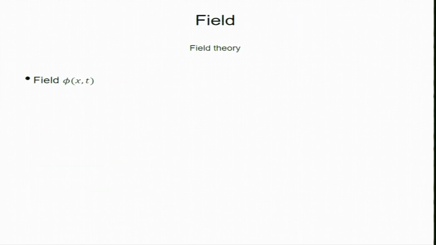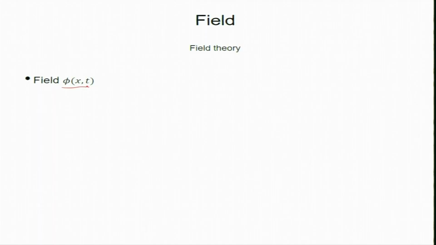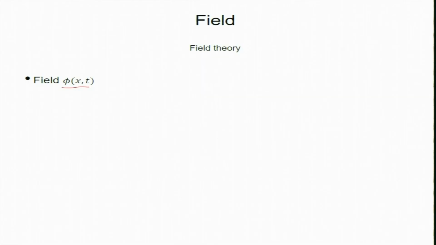So, let us look at an example. Basically, let us think of a string first. The field I am denoting by phi, and phi is a function of x and t. Earlier, a particle had position and velocity, so there are two coordinates for a particle, but here there is a field which has a value for a given x and given time. A string is an example, or the temperature in this room, that is an example. Velocity in this room is an example.